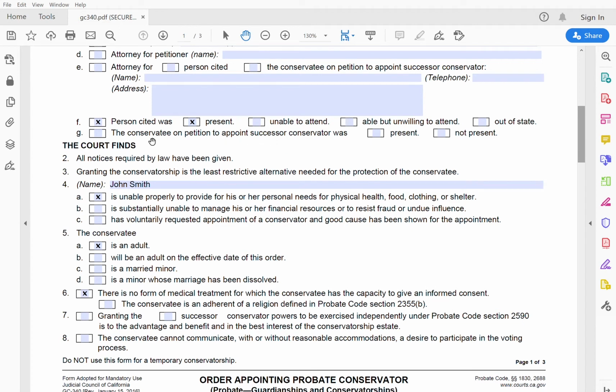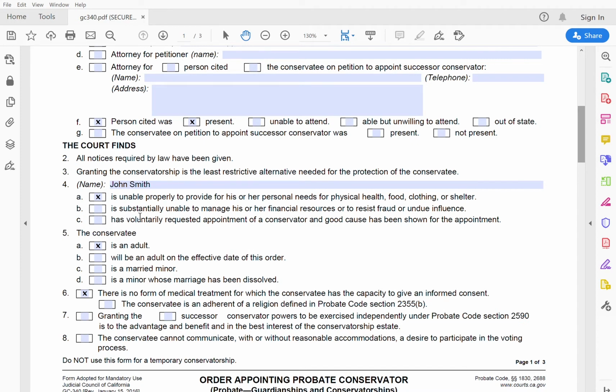So court finds. Here are the court's findings of fact. 2, all notices required by law have been given. 3, granting the conservatorship is the least restrictive alternative needed for protection of conservatee. 4, name of proposed conservatee, John Smith, is unable to properly provide for his or her personal needs for physical health, food, clothing, or shelter. This box I typically leave blank because that is only for a conservatorship of the estate, not applicable in the examples I am providing.